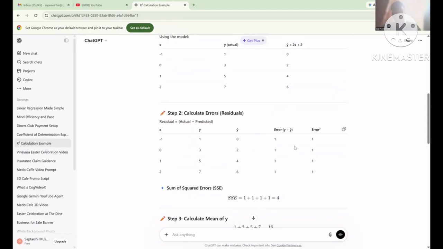Once we have got the error, the next stage is to calculate the error square. Very simple. So we are calculating error square here. Till this point, I hope it is very much clear. There is no doubt, right? Now, once we calculate the error squared, our next step is to calculate the sum of squared errors. How much is the sum of squared error? We just do the plus. When you do the plus, it comes to 4, right? So this is the sum of error squared.